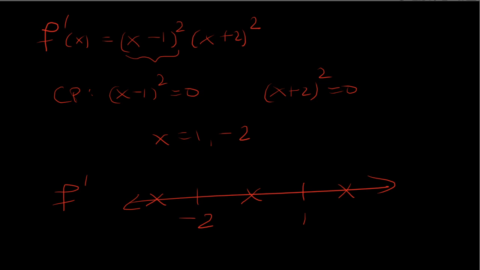So this thing is greater than or equal to 0, and so is this thing. So whenever you multiply two non-negative numbers, you get a non-negative answer. It's only going to be 0 where the critical points are, and everywhere else it's going to be positive. So the derivative is only 0 at the critical points, so everywhere else it should be positive.